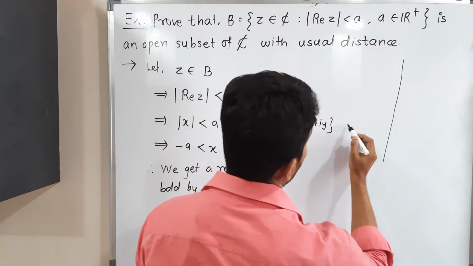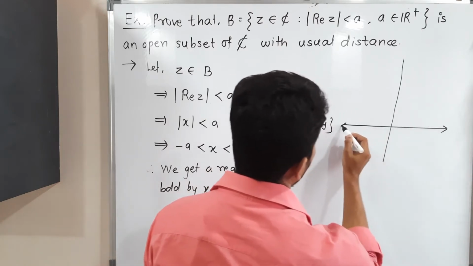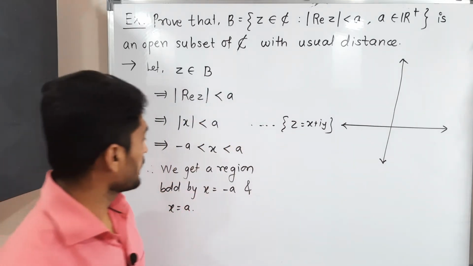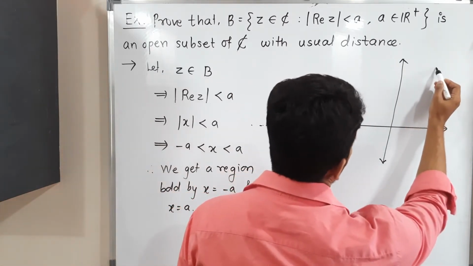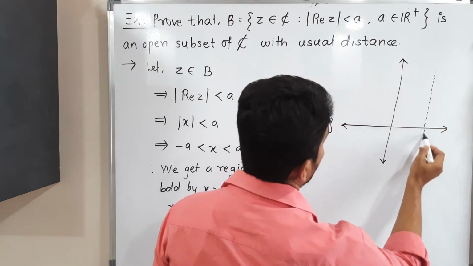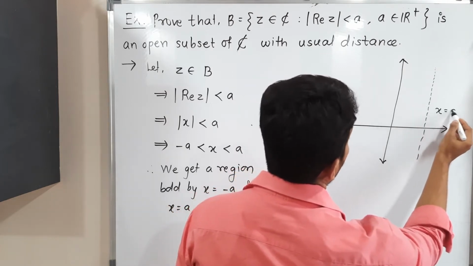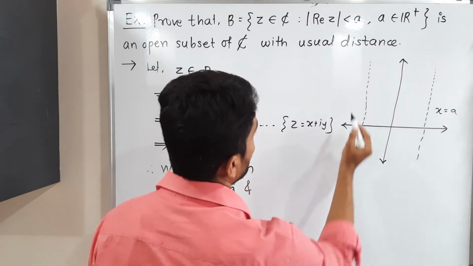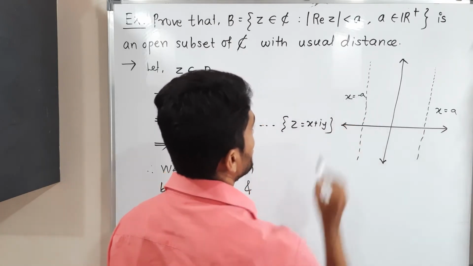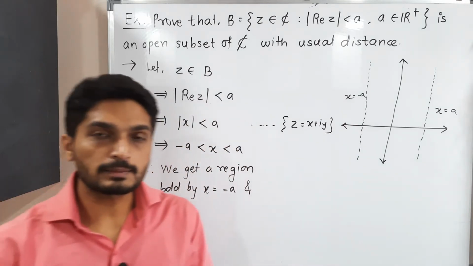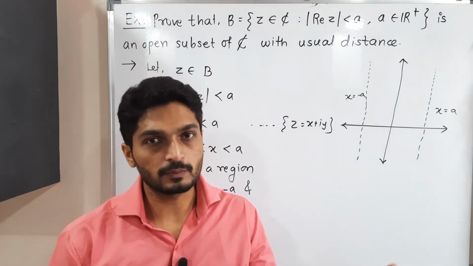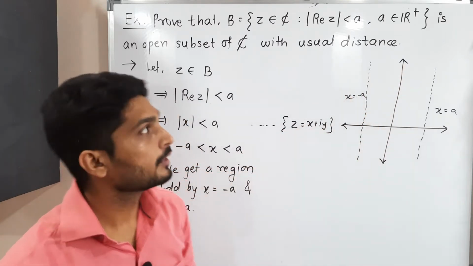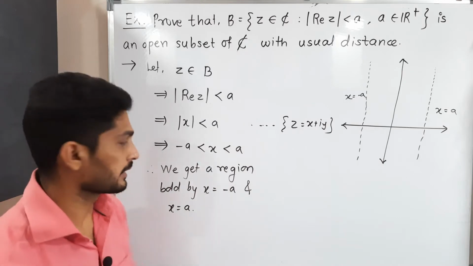This is the y-axis, or you can say the imaginary axis. This is the real axis. So x equal to a is a line here, and similarly we have x equal to minus a, the line will be here. So we have a region which lies between x equal to minus a and x equal to a, a region bounded by these two lines. After that, we have to prove it is an open set.